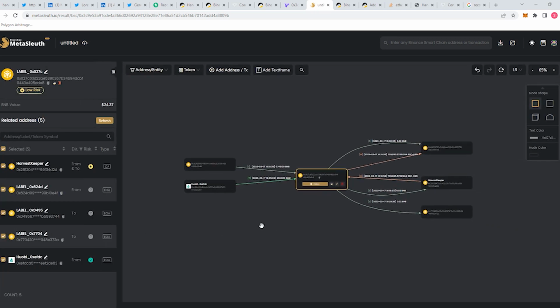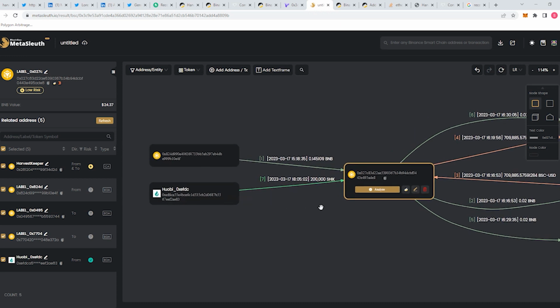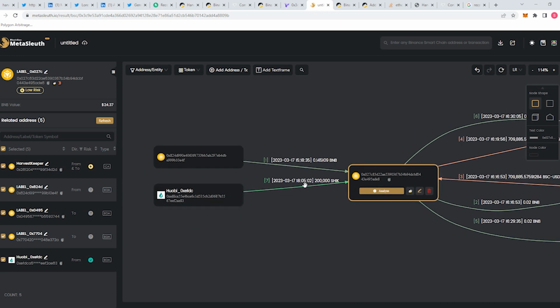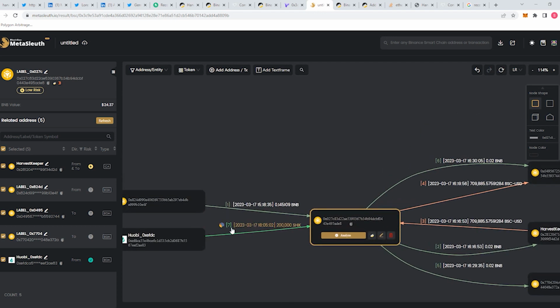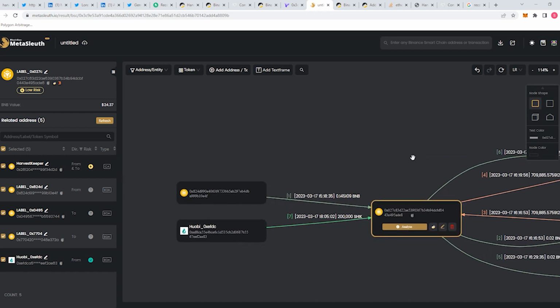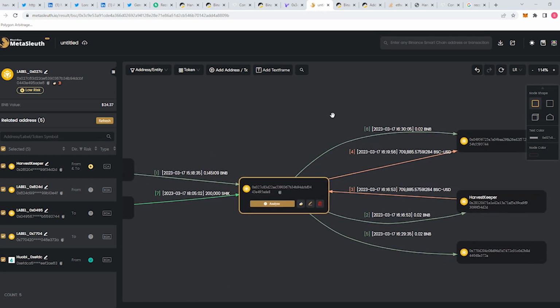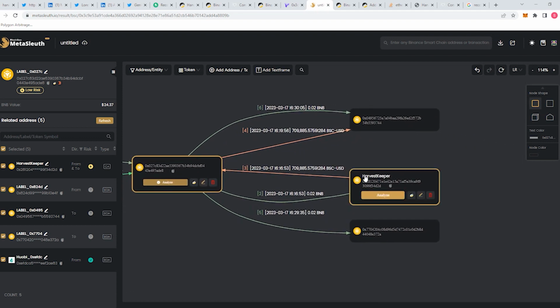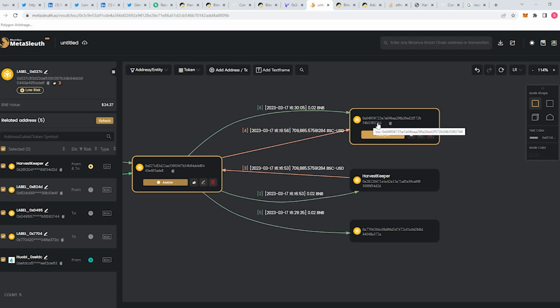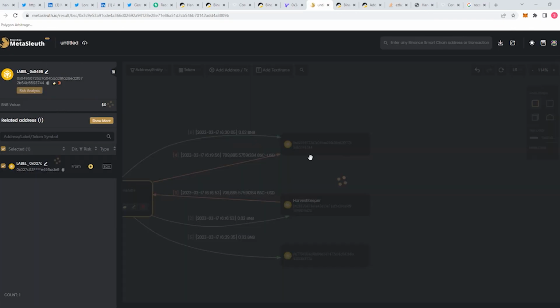As we expand it, we see that this address is also connected to Huobi with incoming. Probably not them. I believe this is a scam token. But this address might be. But since we're looking to see where this went, let's go in the other direction on the other side. So we see the 709,000 USDT transferred out of Harvest Keeper into this wallet. And then from this wallet, this 027C wallet, to this 0495 wallet. So let's analyze that one.